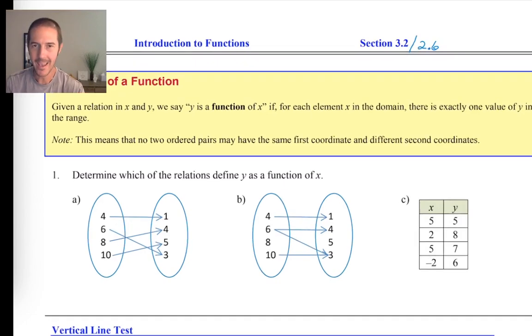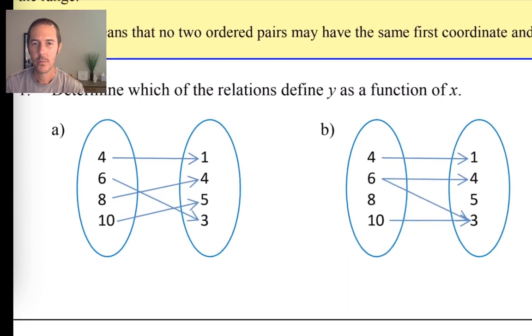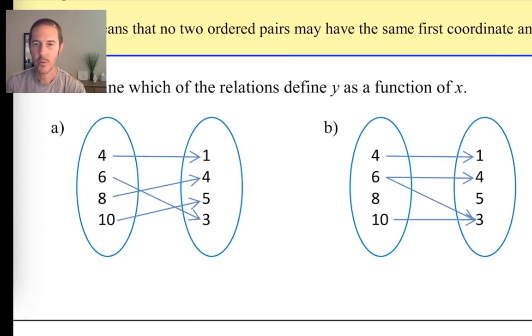In 1a, we see that the 4 is being mapped to a 1, and 6 goes to 3, and 8 goes to 4, and 10 goes to 5. Is that a function? It is, because, said another way, each one of those x values in the domain is only being used once.